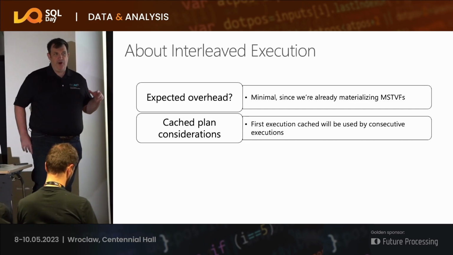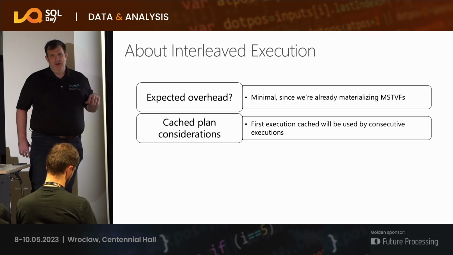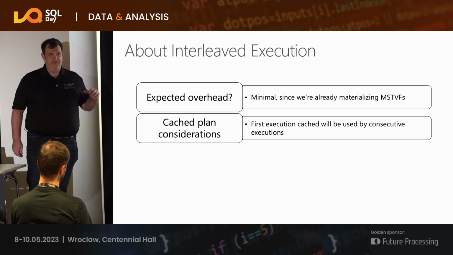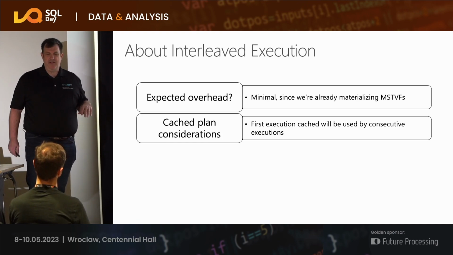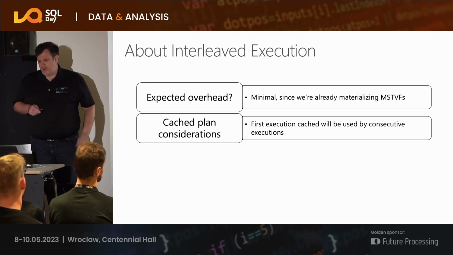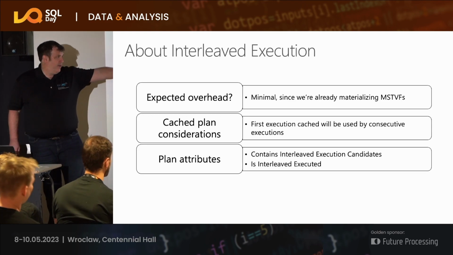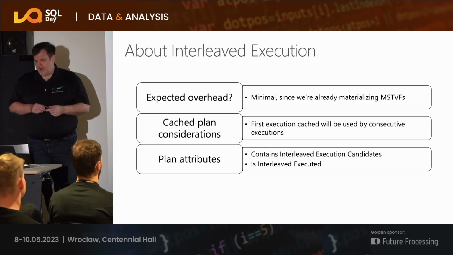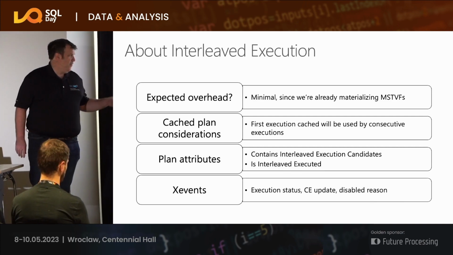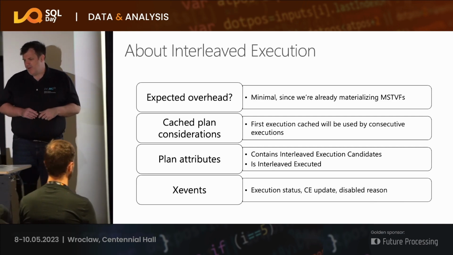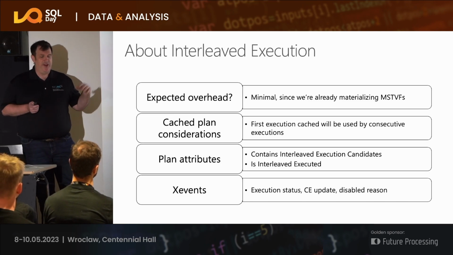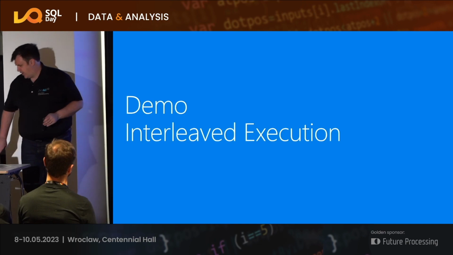So if it's an outlier where you had 500,000 rows, you may be over-granting memory. And this feature doesn't have a feedback mechanism kicked in that I'm aware of yet, so it will reuse the plan on subsequent executions. It is mentioned in the plan that it contains interleaved execution candidates, and we'll mention that it's interleaved. You can also see this in XEvents, and that's something that's going to be common across all of these features. You can monitor for their usage using extended events. So let's do a quick demo.